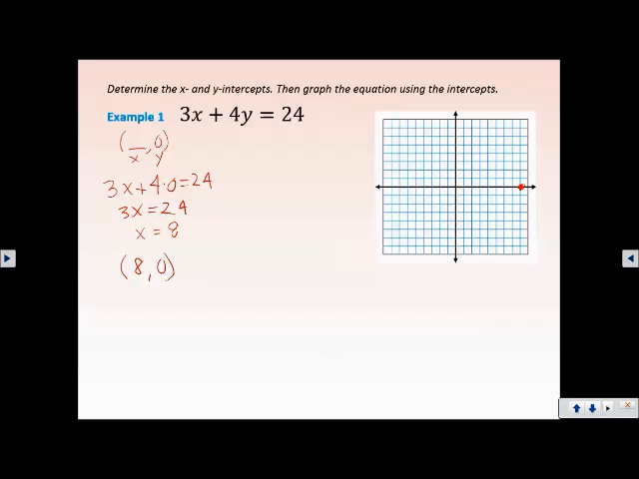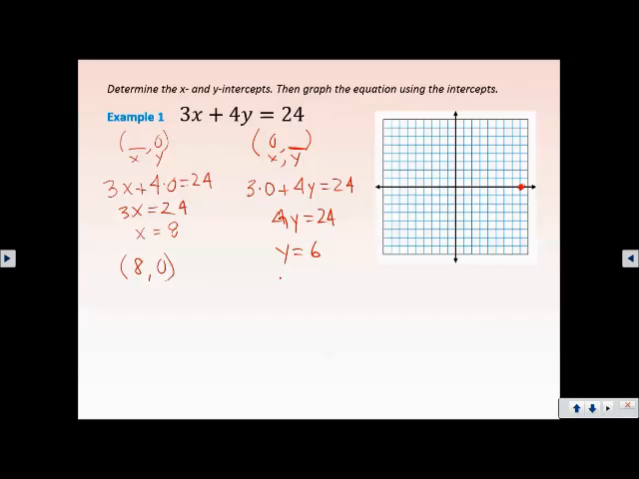All right, let's do another one. Now we need to find the y-intercept. So we know that our y-intercept is going to have some number for y, and the x is going to be 0. So now I'm going to plug in 0 for x. And I get 4y equals 24, y equals 6.